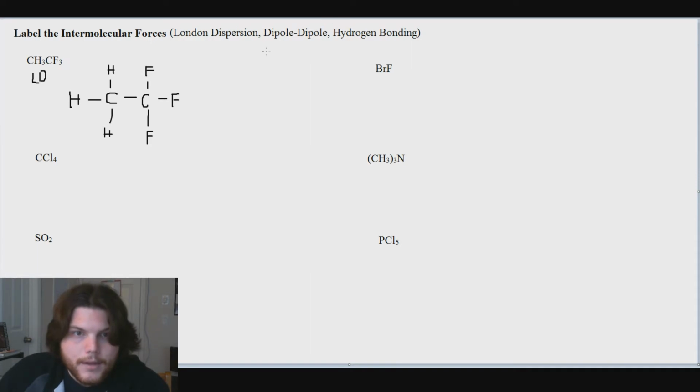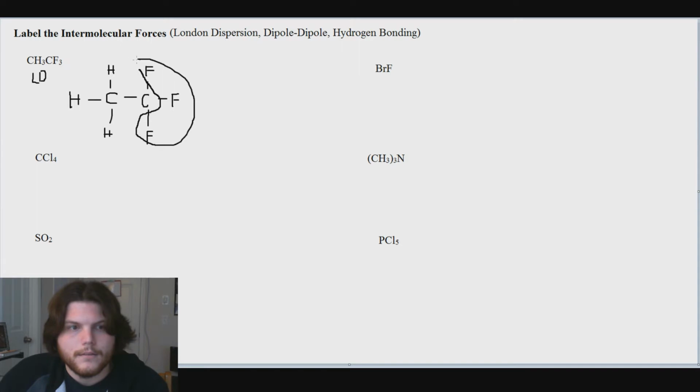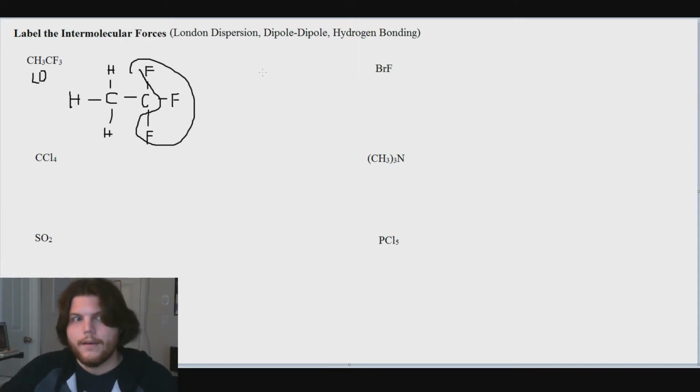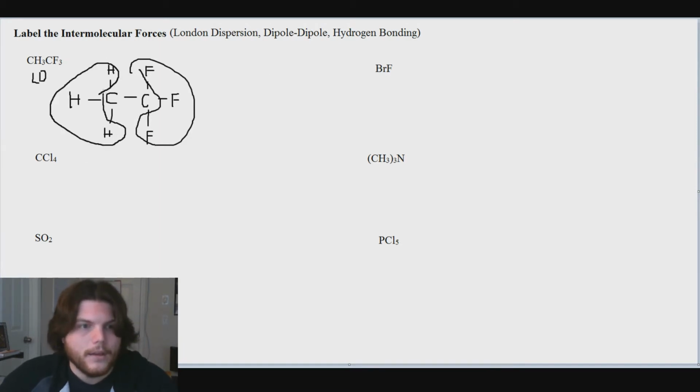Lastly, we want to look at dipole-dipole. So let's see here. These three fluorines here are very electronegative, we know, because they sit at the top right of the periodic table, while these hydrogens are not going to be as electronegative.